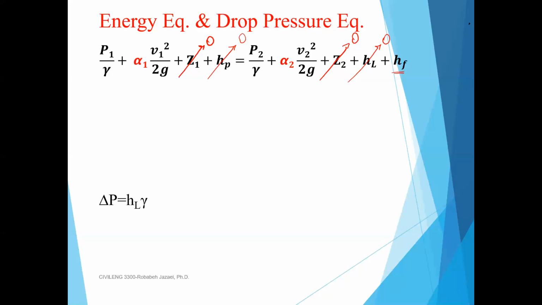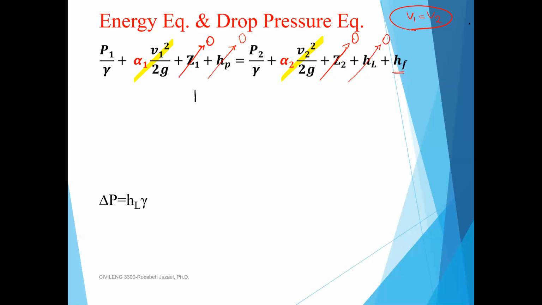What else is 0? V1 and V2 are not 0, but because they have the same size diameter and the flow is the same, from continuity equation, velocity at 1 equals velocity at 2, right? So I can cancel out these two. They're not 0, I just cancel them out. Now the only things I have is P1, P2. I can find the pressure drop, right? And the head loss.